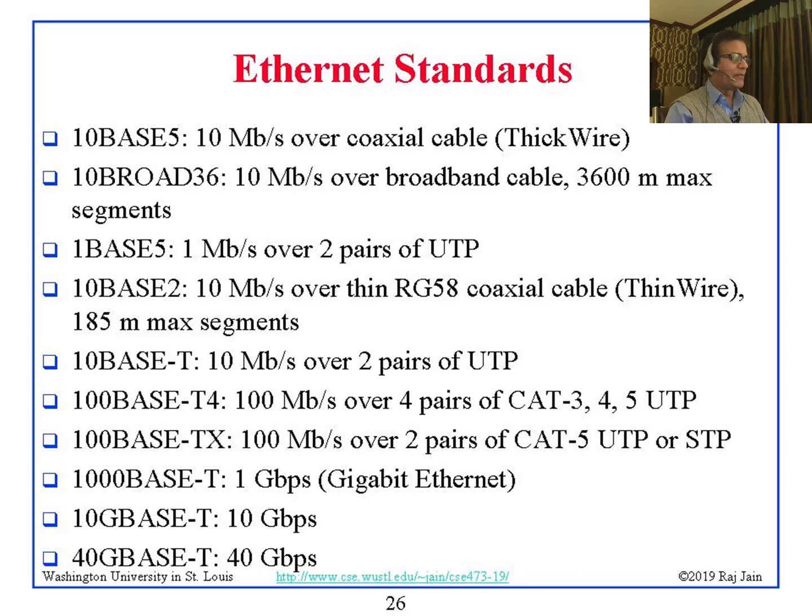And then came 1 gigabit. 1 gigabit is called 1000 base T. Then came 10 gigabit, which is 10G base T. And then came 40 gigabit, which is 40G base T.